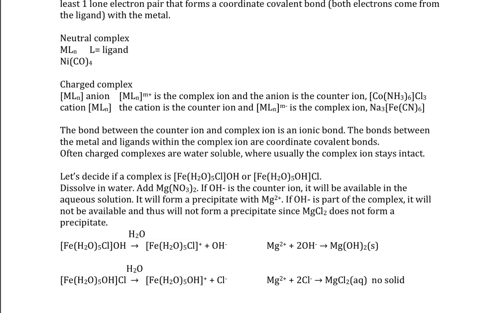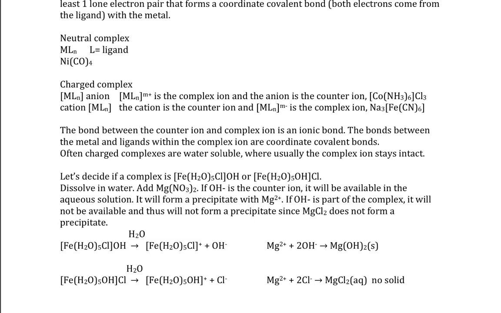[Fe(H2O)5Cl]OH, with the chlorine in the square brackets, would imply that's the complex with OH minus as the counter ion, or it could be [Fe(H2O)5OH]Cl, so that's the complex, and then Cl minus the counter ion. So what we do know again is that the waters are all part of the complex, and of course the iron is too, but whether the chlorine or the hydroxide is, we aren't sure until we do some kind of an experiment. One type of experiment is to dissolve the compound in water.